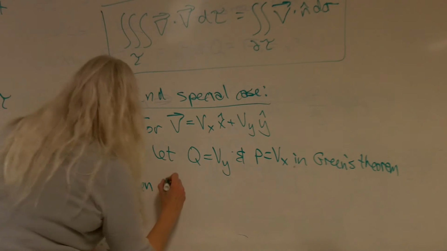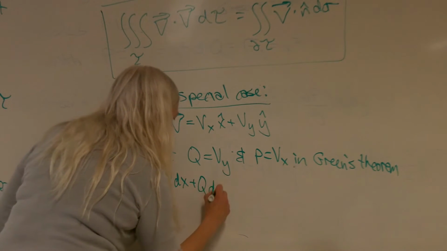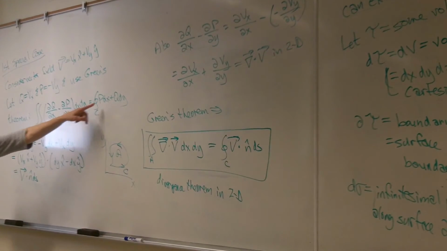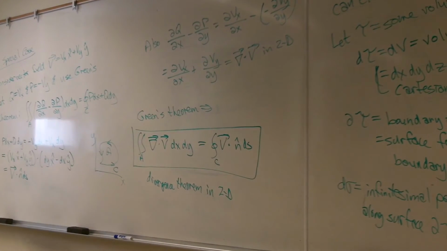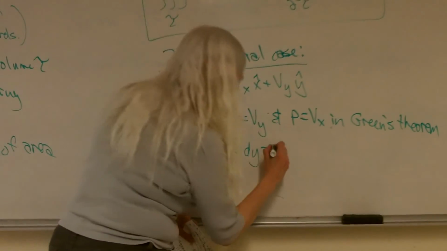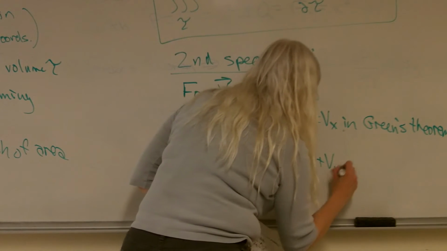Well, then the P dx plus Q dy that appears in the right-hand side, still got Green's theorem right up here on the board. So on the right-hand side, that was the integrand we had. So with this assignment for P and Q, this is going to be V sub x times dx plus V sub y times dy.